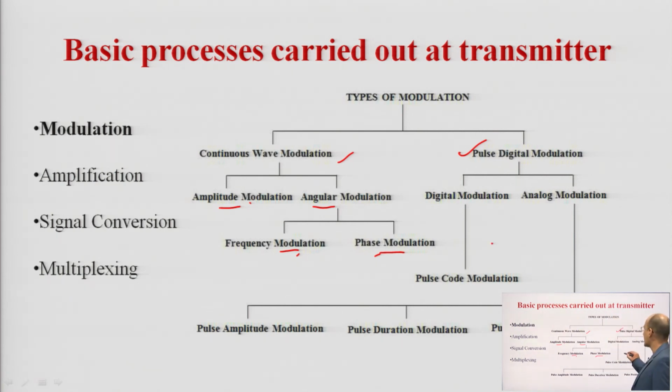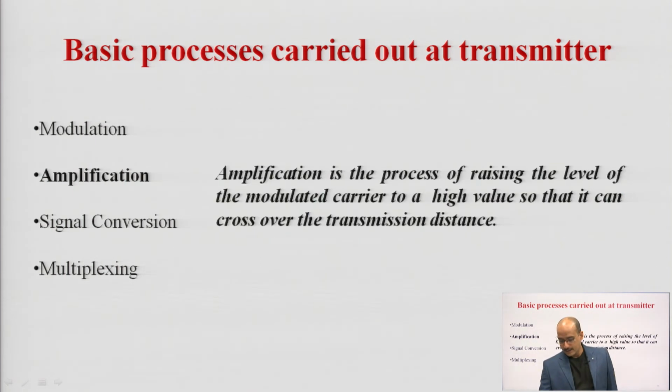Similarly, in the pulse part, the pulse signal is modulated as per pulse amplitude, duration or position, so there are pulse amplitude, pulse duration and pulse position modulation. And if you directly convert the analog signal into a digital one, it becomes pulse code modulation. So, the second part in this sending end is amplification.